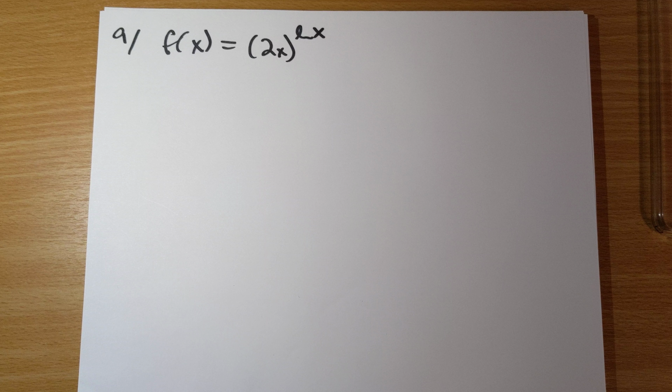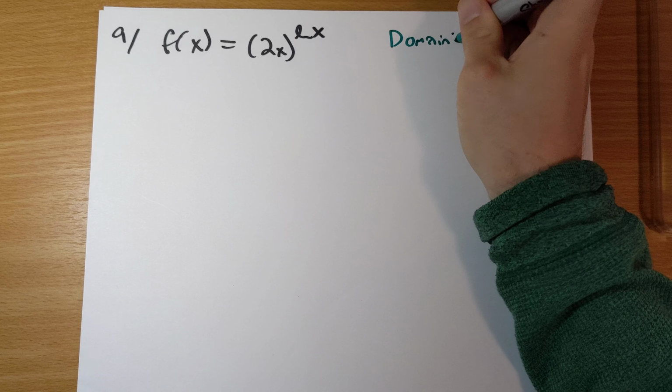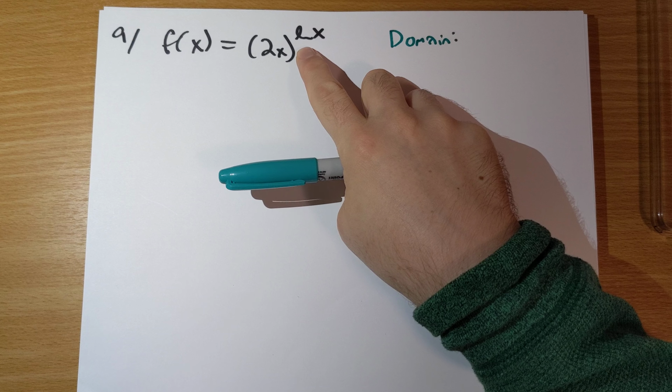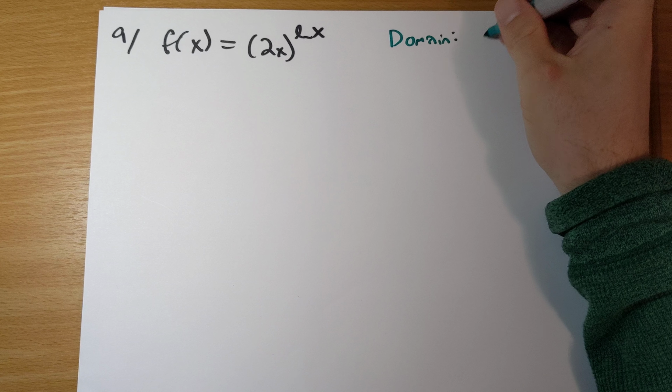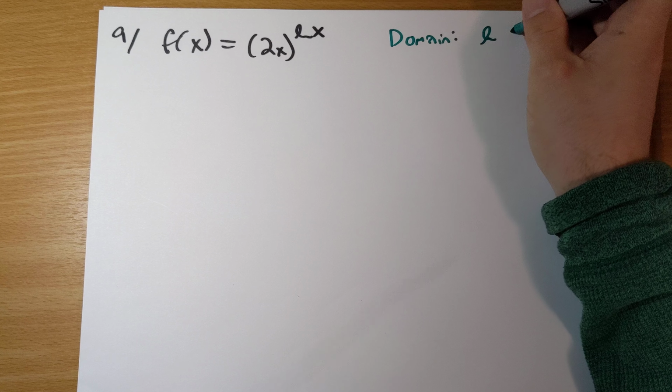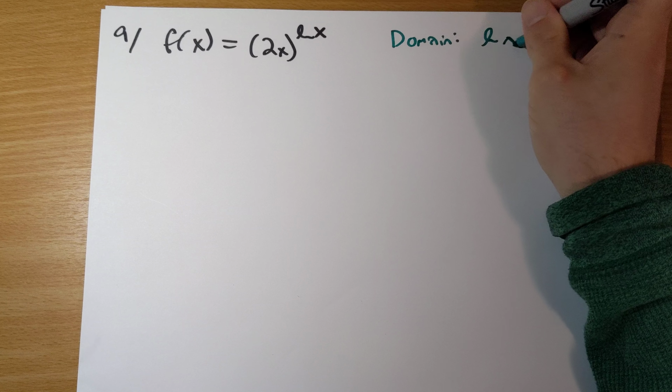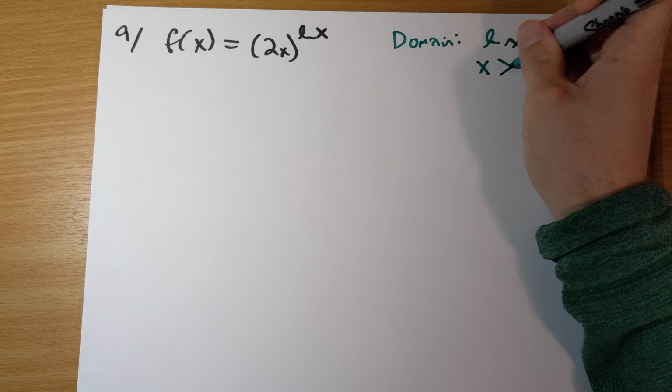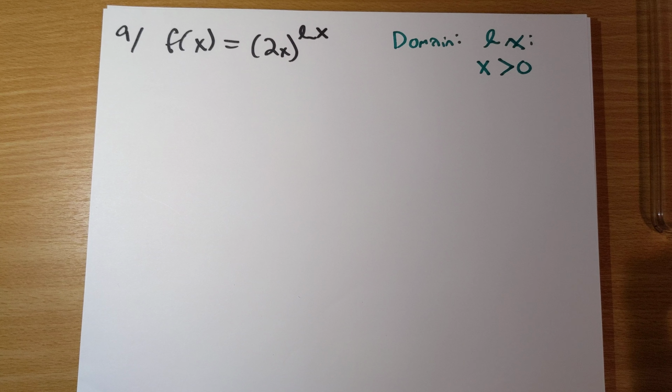Number 9, find critical points, critical numbers for this function right here. f of x is 2 times x raised to the power of natural log of x. Before we do anything else, let's note that the domain of this function is the same as the domain for natural log of x. Here we need x to be strictly greater than 0. Okay, so we'll probably need that later on.